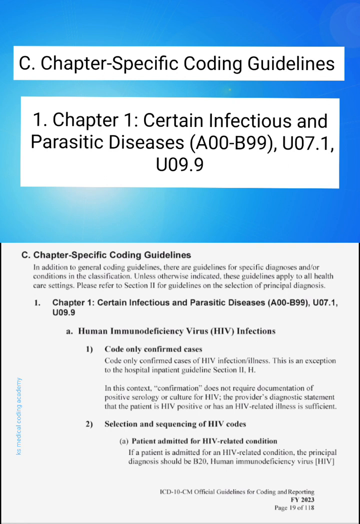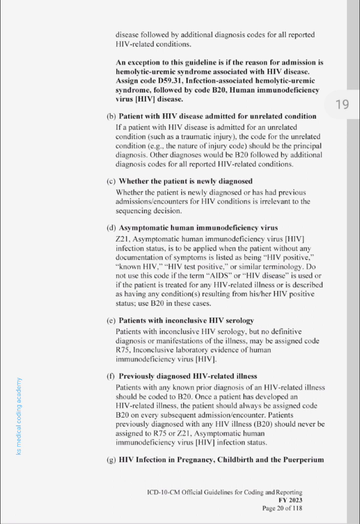2. Selection and sequencing of HIV codes. A. Patient admitted for HIV-related condition. If a patient is admitted for an HIV-related condition, the principal diagnosis should be B20, human immunodeficiency virus, HIV disease, followed by additional diagnosis codes for all reported HIV-related conditions. An exception to this guideline is if the reason for admission is hemolytic uremic syndrome associated with HIV disease. Assign code D59.31, infection-associated hemolytic uremic syndrome, followed by code B20, human immunodeficiency virus, HIV disease.